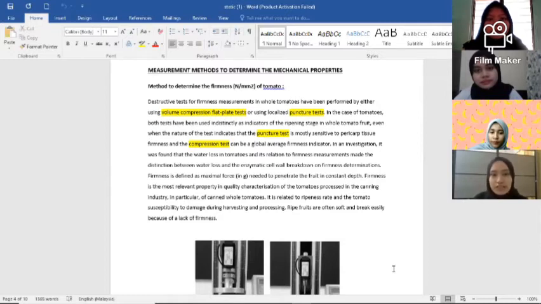So the first test to determine the firmness of tomato is the puncture test.